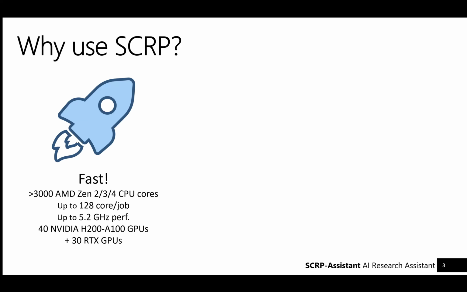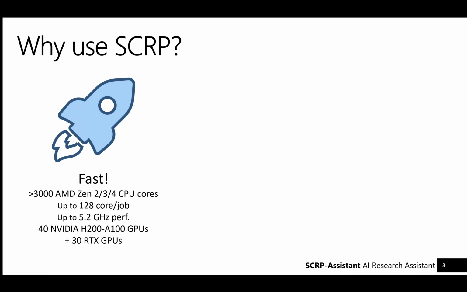We have over 3,000 CPU cores, and the CPU cores are very new. You can run using up to 128 CPU cores in a single job, even more for faculty members who fund hardware. So this means that if you're running a simulation, for example, you could be running way faster than on your own computer.